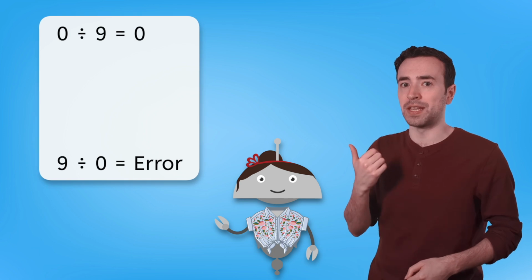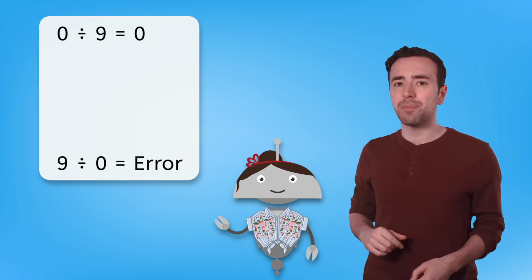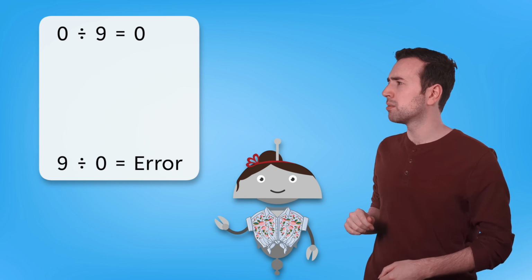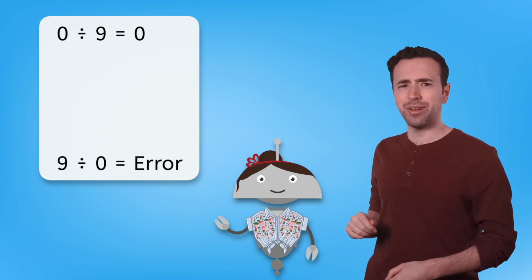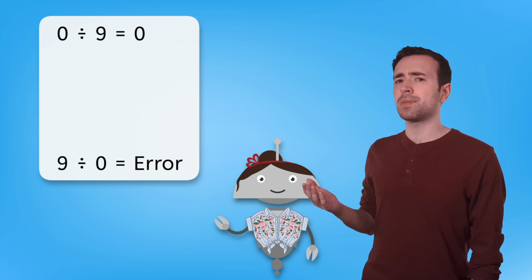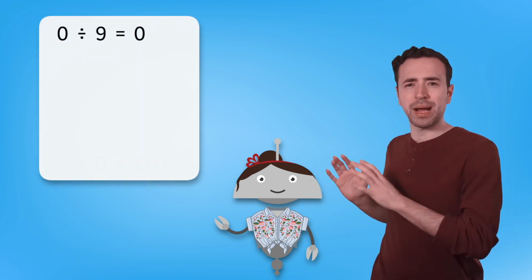Whoa, check out these equations. 0 divided by 9 equals 0, and 9 divided by 0 equals error? That's not a number. What does that mean? Okay, let's look at 0 divided by 9 first.